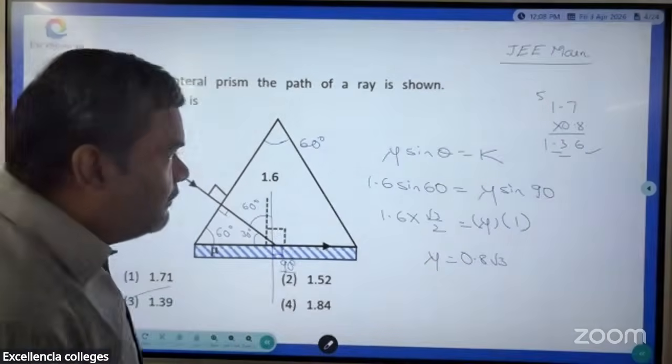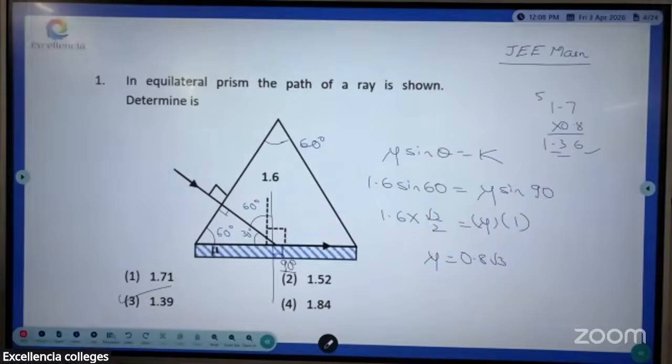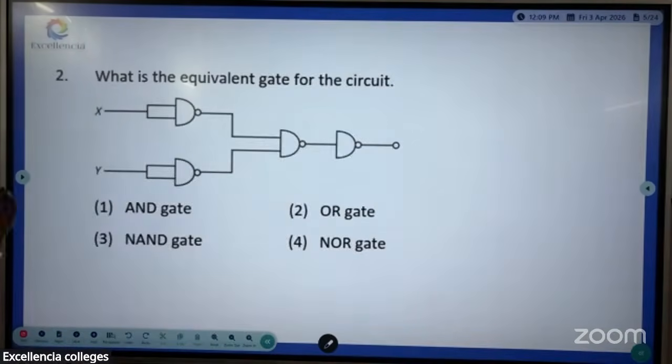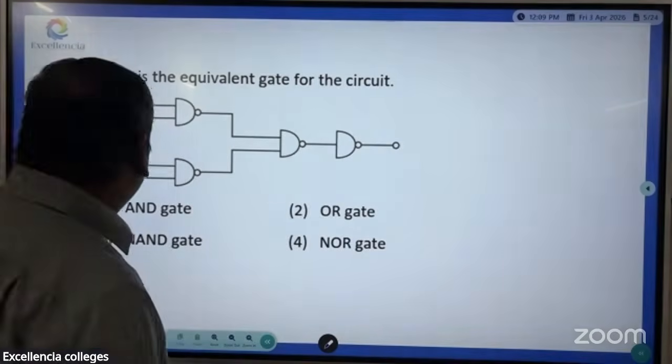I hope we have done that. So basically nothing much, just one straightforward Snell's law application. The second one is the equivalent gate for the circuit. Just have a look here.